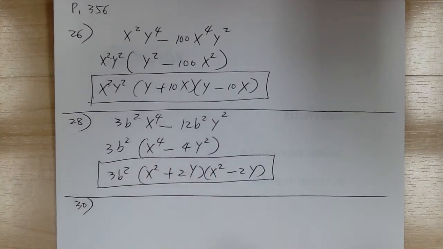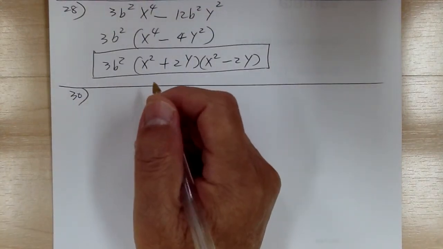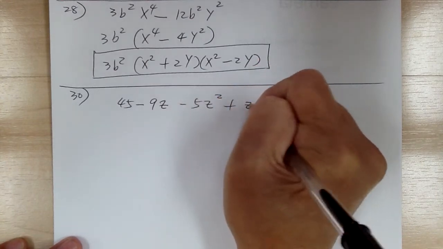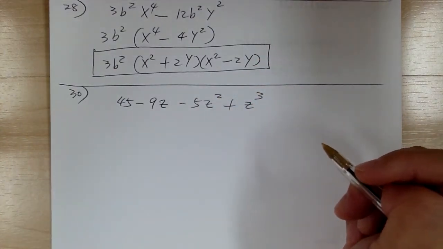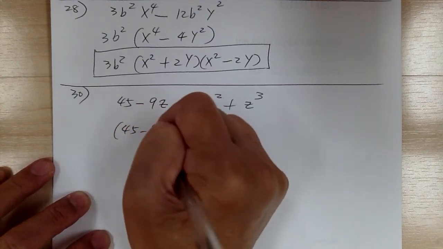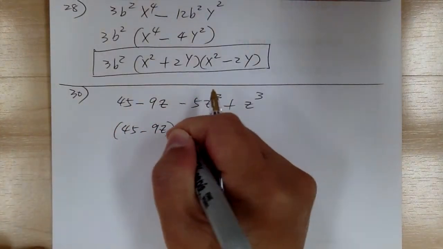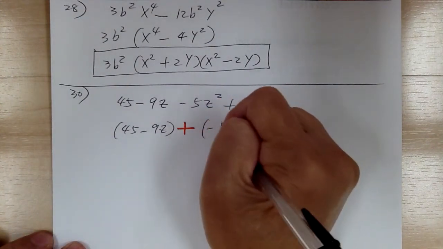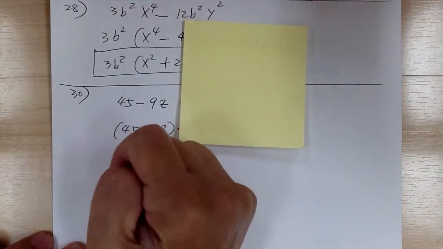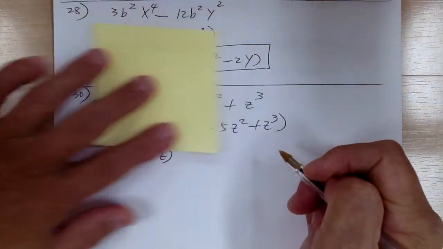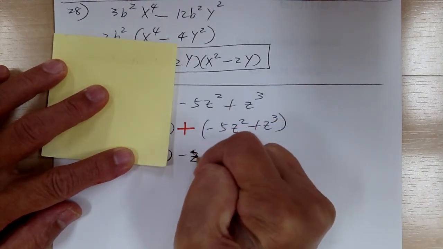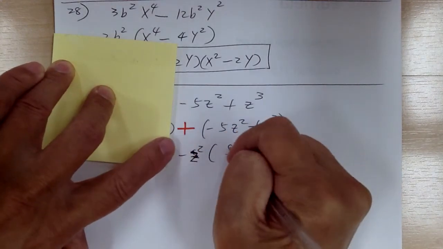Okay, number 30. You have 45 minus 9z minus 5z squared plus z cubed. So again, step 1, common factor, cannot. So you go to step 2, 4 terms, so you have to do the grouping. Normally you just leave it the way it is, so you don't have to rearrange. So put a plus, and this would be minus 5z squared plus z cubed. So first half, you can factor the 9, so you get 5 minus z. The second half, there's a negative, so you have to factor the negative z squared. So factor the negative z squared, you get 5 minus z.